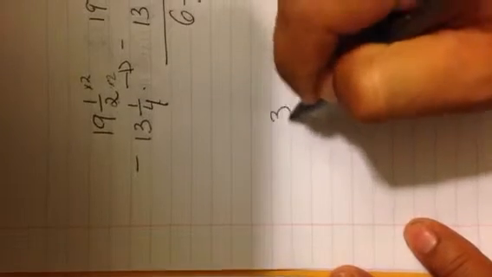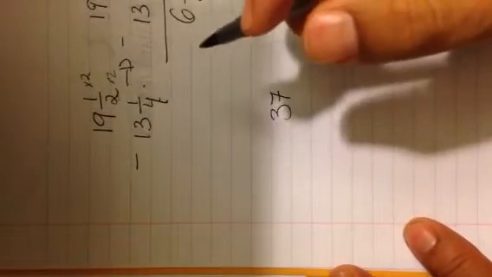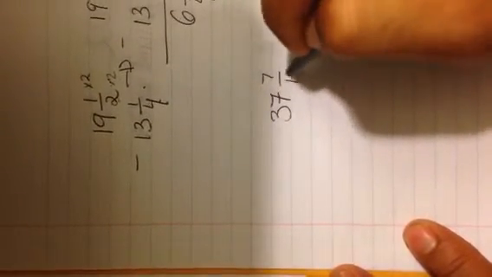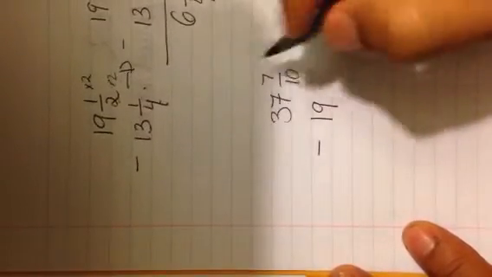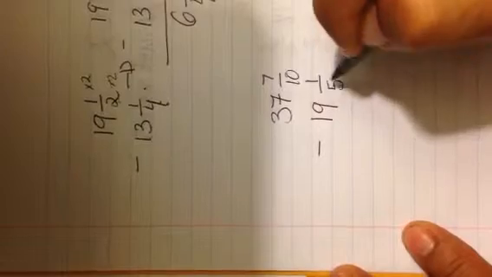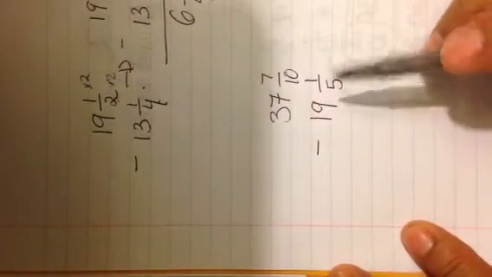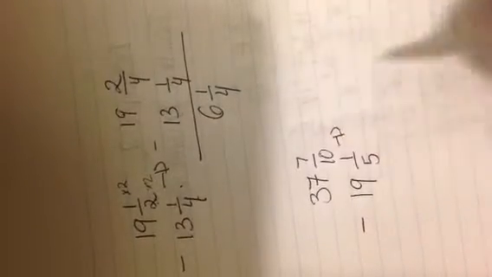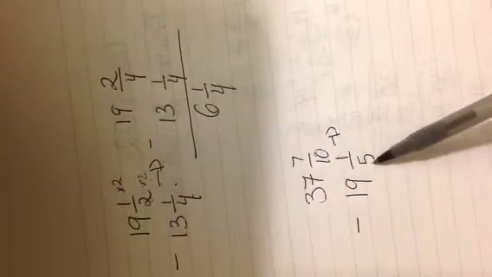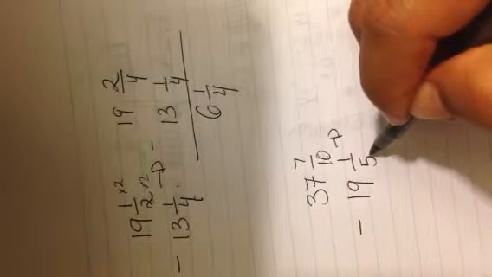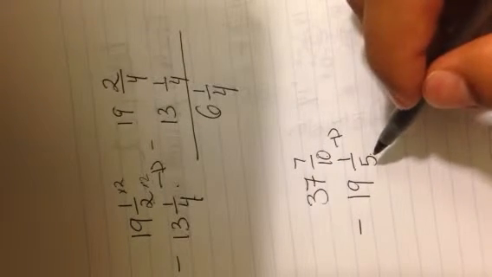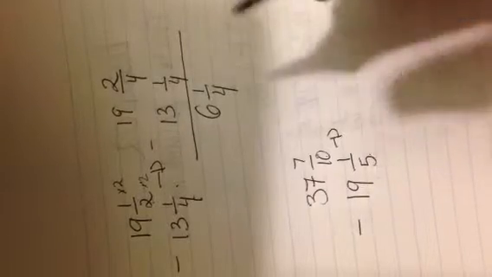So it's going to be 37 and 7/10, and it's going to be minus 19 and 1/5. Like I said, I like to stack them like this because it just makes it easier for me to work. So again, I got a problem. The denominators are different. Take a look, 10 and 5. I realize that the lowest common denominator is 10.